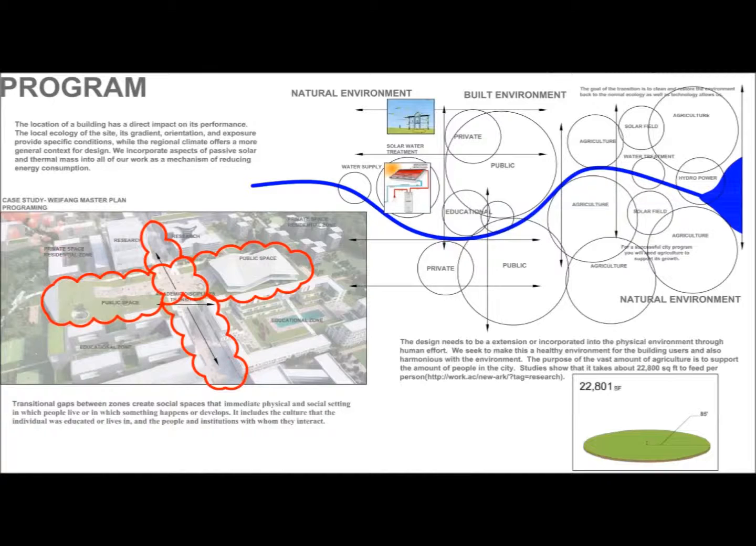We incorporate aspects of passive solar and thermal mass into all of our work as a mechanism of reducing energy consumption. The design needs to be an extension of, or incorporated into, the physical environment through human effort. We seek to make this a healthy environment for the building user and also harmonious with the environment.